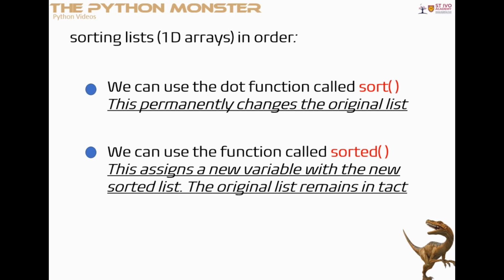One is called the sort function. It's actually a dot function, and that permanently changes the original list. So once you call that function, your original list is permanently changed into the sorted version.